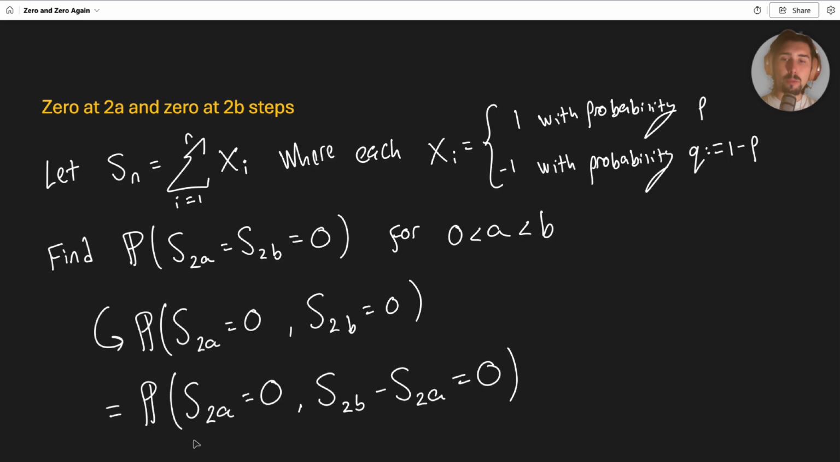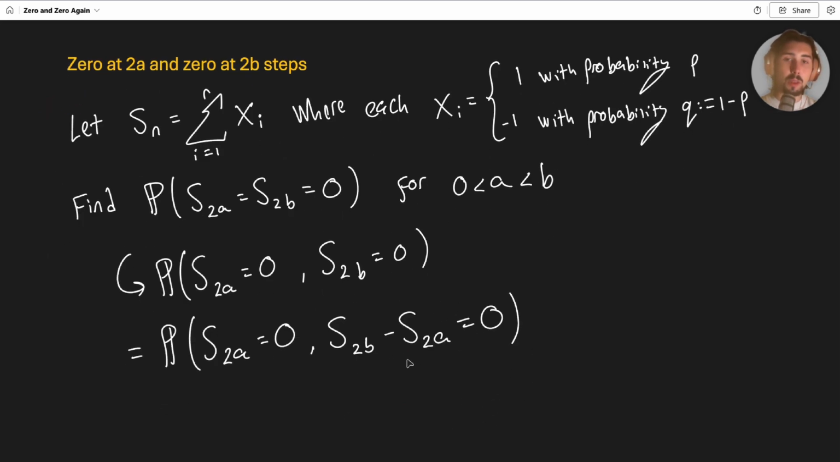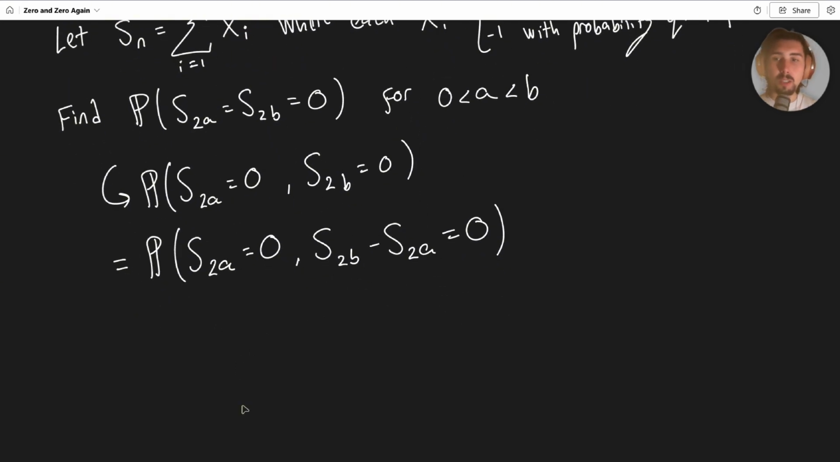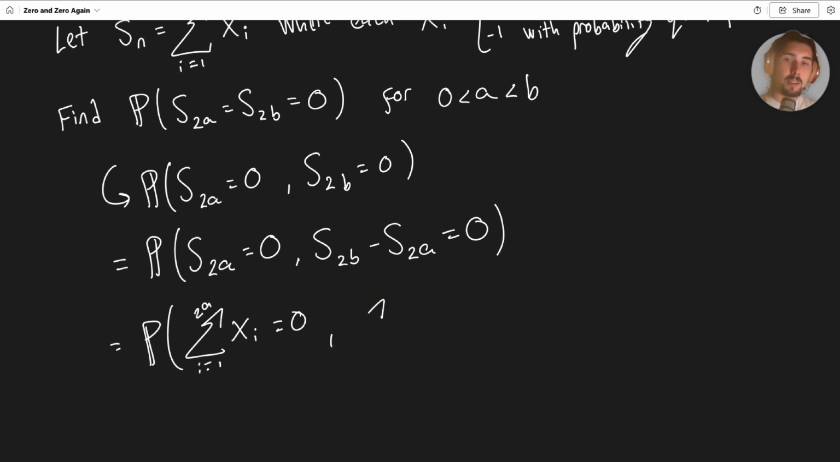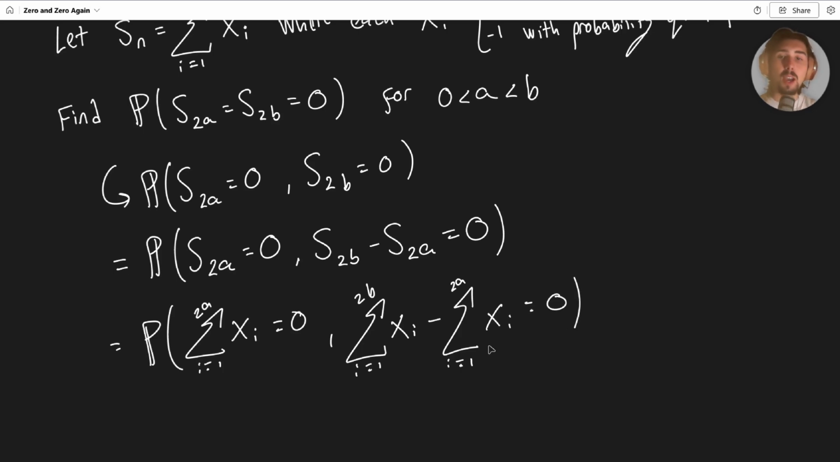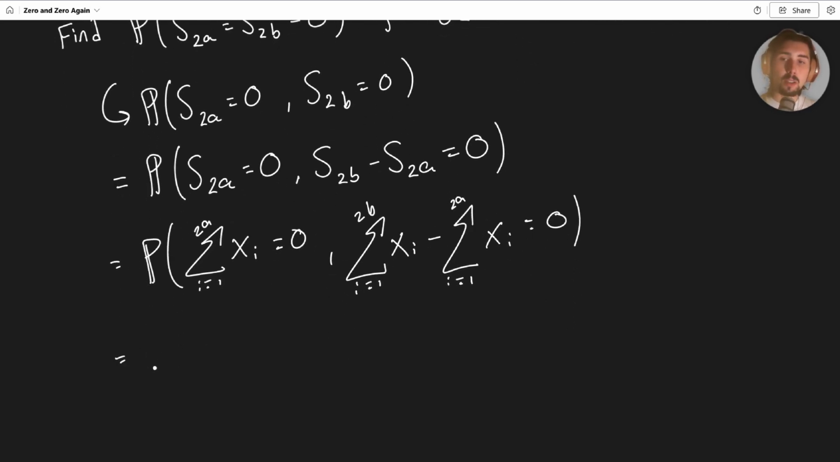Okay, and you'll see that that's the kind of trick basically. Hopefully we agree that what I've written down here is the same as what I've written up here, but S sub 2b minus S sub 2a is independent of S sub 2a. Okay, and just to emphasize this, remember all this means, okay, this first bit is the sum from i equals 1 to 2a of the xi's being 0, and then this bit here is the sum from i equals 1 to 2b of the xi's minus the sum from i equals 1 to 2a of the xi's equaling 0. And I can continue to simplify this, and I can write it as my probability of the sum from, again, i equals 1 to 2a of the xi's equaling 0.